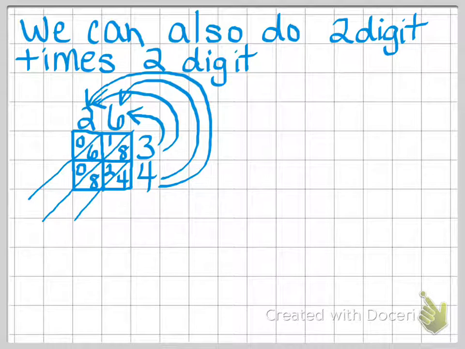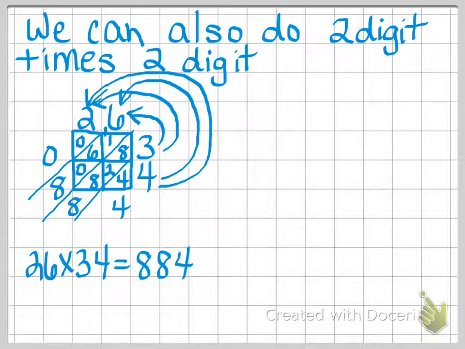We're going to add along the diagonals just like we did before. So 4 plus nothing is going to give me 4. I have 8 plus 2 plus 8 is going to give me 18. And notice how I regrouped in the next diagonal. I have 1 plus 1 plus 6. That's going to give me 8. And in my last diagonal, I have 0. So 26 times 34 is going to give me 884. Okay, it's the same method, we're just multiplying more numbers.